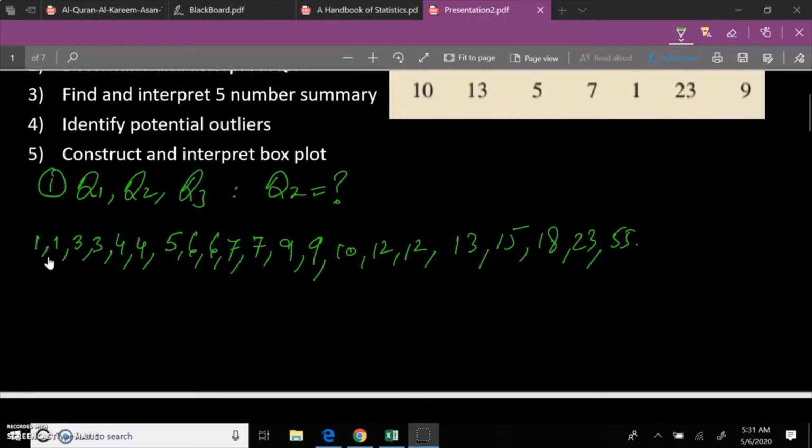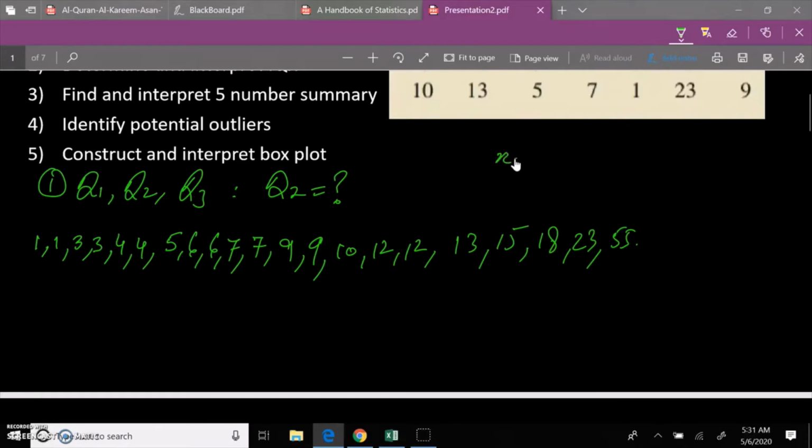Now note that these are 21 observations, and 21 is an odd number. When the number of observations is odd, we have a single value in the middle, and that middle value is called the median. We can also apply this technique to find the position: the median will be at the (n plus 1)/2th position.